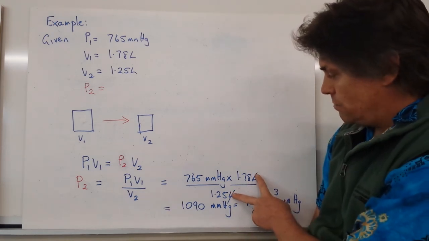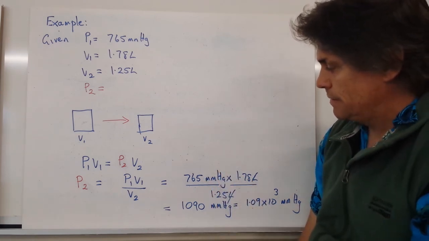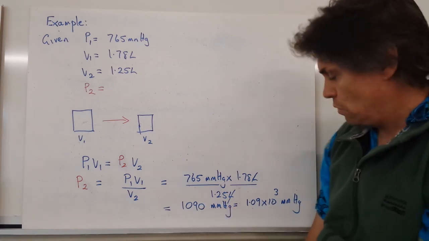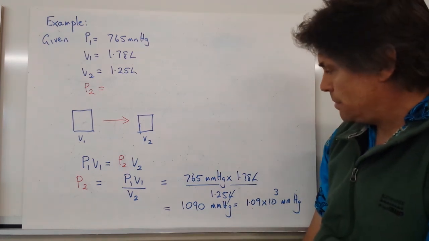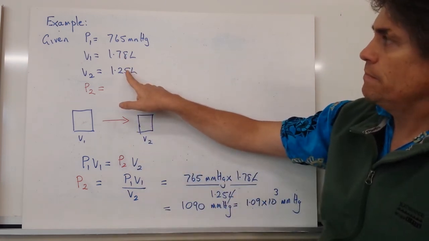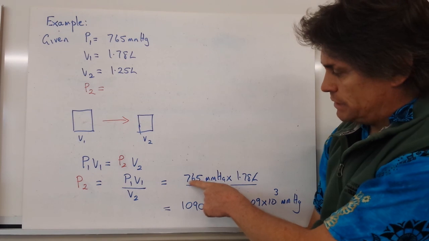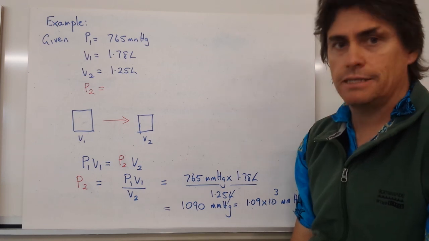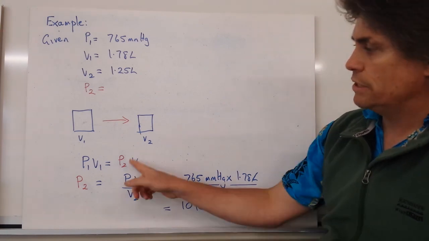Our litres are common top and bottom, so we can cross those out. So our final unit should be millimetres of mercury, and if we work through the calculation, we should get 1,090 millimetres of mercury, or 1.09 by 10 to the third millimetres of mercury. Now, does that number make sense? Let's look back at what we did. We decreased the volume, therefore our pressure should increase. And is that what our number is telling us? We've gone from 765 millimetres of mercury to 1,090. So yes, we expect this to happen. So our answer, assuming our calculation is correct according to our formula.